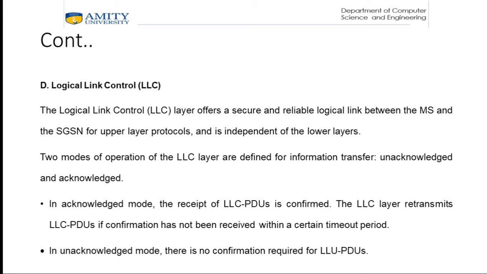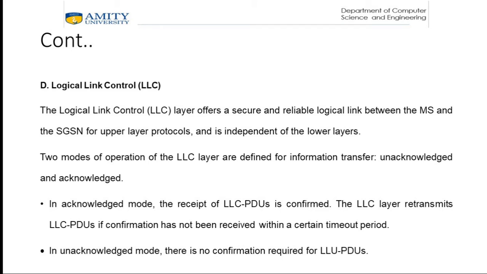The next is the logical link layer, or the LLC. The logical link control, or LLC layer, offers a secure and reliable logical link between the MS and the SGSN for upper layer protocols and is independent of the lower layers. The LLC conveys signaling, SMS, and subnetwork dependent convergence protocol, that is the SNDCP packets.